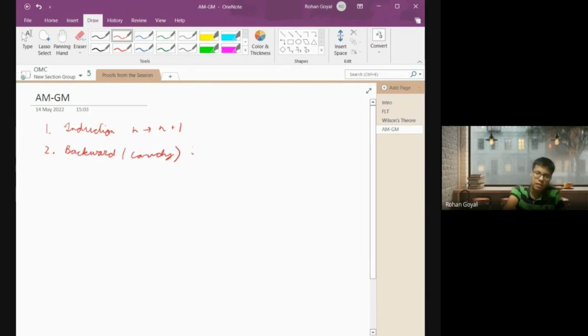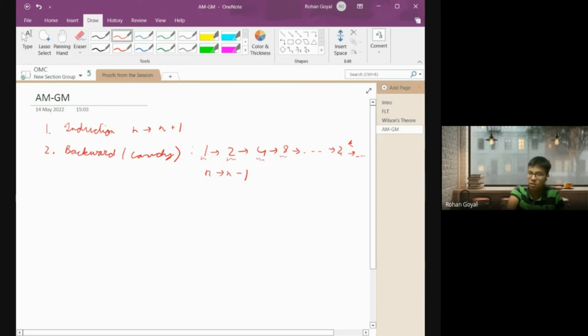Which says that you can go from 1 to 2, and you can go to 4, and you can go to 8, and you can go all the way up to whatever power of 2, and so on. And you can go from n to n minus 1. So if it's true for 1, it's also true for 2. If it's true for 2, it's also true for 4 and for 8 and so on for all powers of 2, which is the number of variables. And if it's true for n variables, then it's also true for n minus 1 variables.